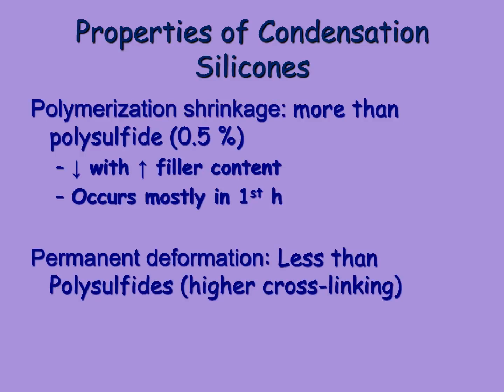The polymerization shrinkage is more than the polysulfide, 0.5%, and it is less when the filler content is higher, and it occurs mostly in the first hour. The permanent deformation is less than the polysulfide because it has higher cross-linking.